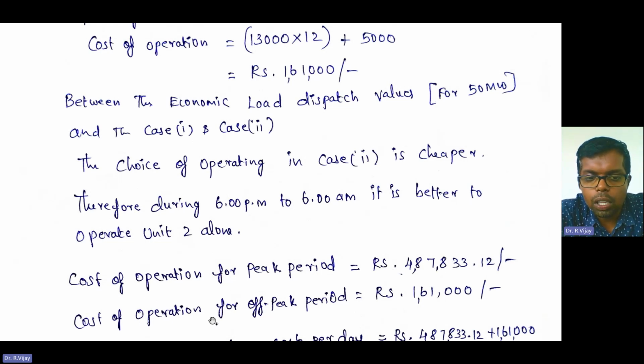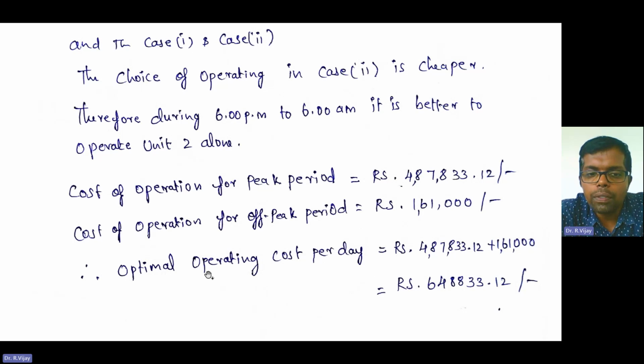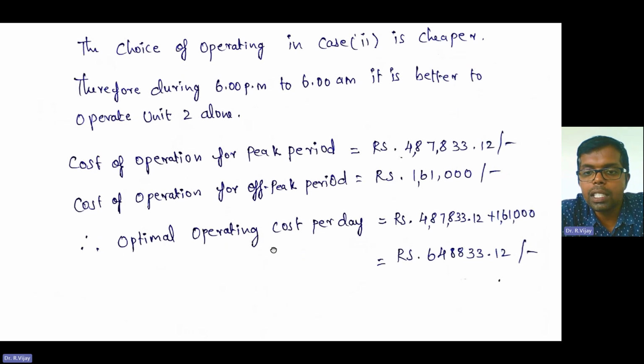Then next is the cost of operation for the off peak period. Off peak period means 6 p.m. to 6 a.m. That cost we also calculated, that is 1,61,000. Now, therefore, the optimal cost per day is equal to this plus this, that is 4,87,833.12 plus 1,61,000. We add these, and the total is 6,48,833.12. This is the optimal operating cost per day.